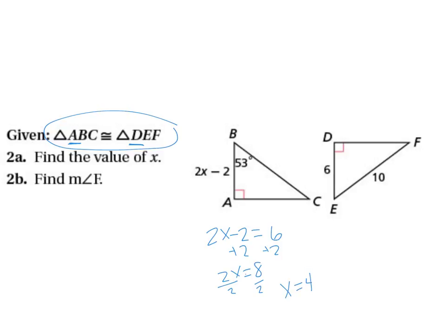So I found the value of x already. X is 4. And now I'm looking at angle B. Well, angle B should match angle E, which is right here. So I can find the measure of angle E because that's 53 degrees since it matches, but we're told to find the measure of angle F. Since the corollary says that acute angles of a right triangle are complementary, I can just do 90 minus 53, which is 37 degrees.